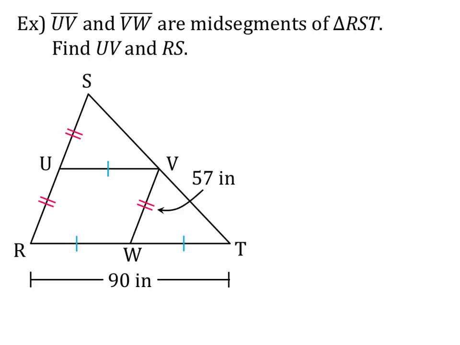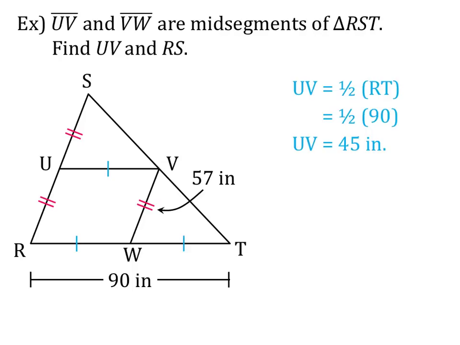Well, as we said before, UV is going to be half the size of RT. So UV is half of RT. Well, RT is 90. So that equals half of 90. So that means that UV is 45 inches.